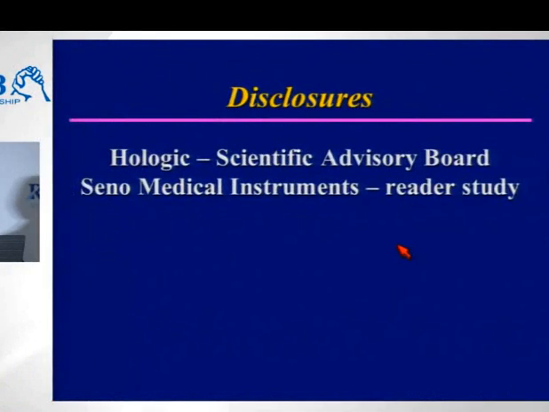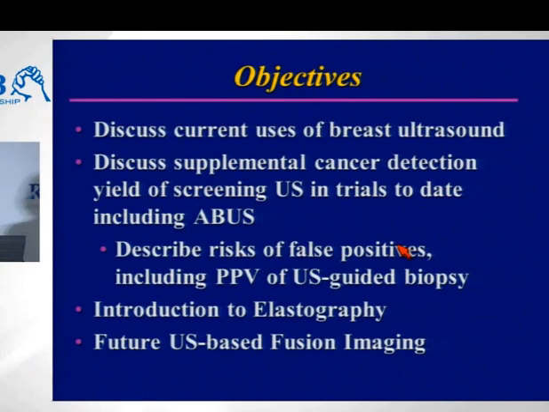You've seen my disclosures. So what I want to do today is to review the current uses of breast ultrasound and to focus some time on the supplemental cancer detection yield of screening ultrasound in trials to date, including automated whole breast ultrasound, and in particular to stress the risks of false positives when we use ultrasound for screening and how to deal with them, and the low PPV for biopsy in lesions that we find only on ultrasound. I want to give a brief introduction to elastography and a glimpse into the future with ultrasound-based fusion imaging.